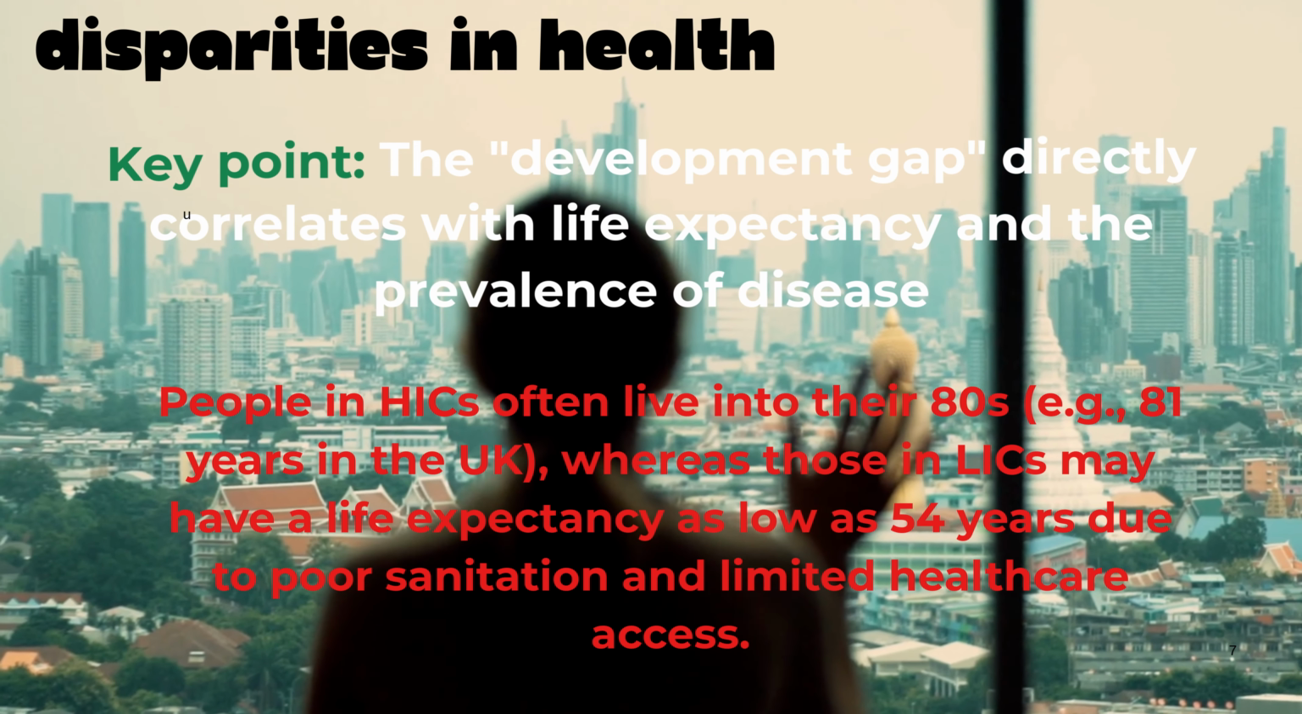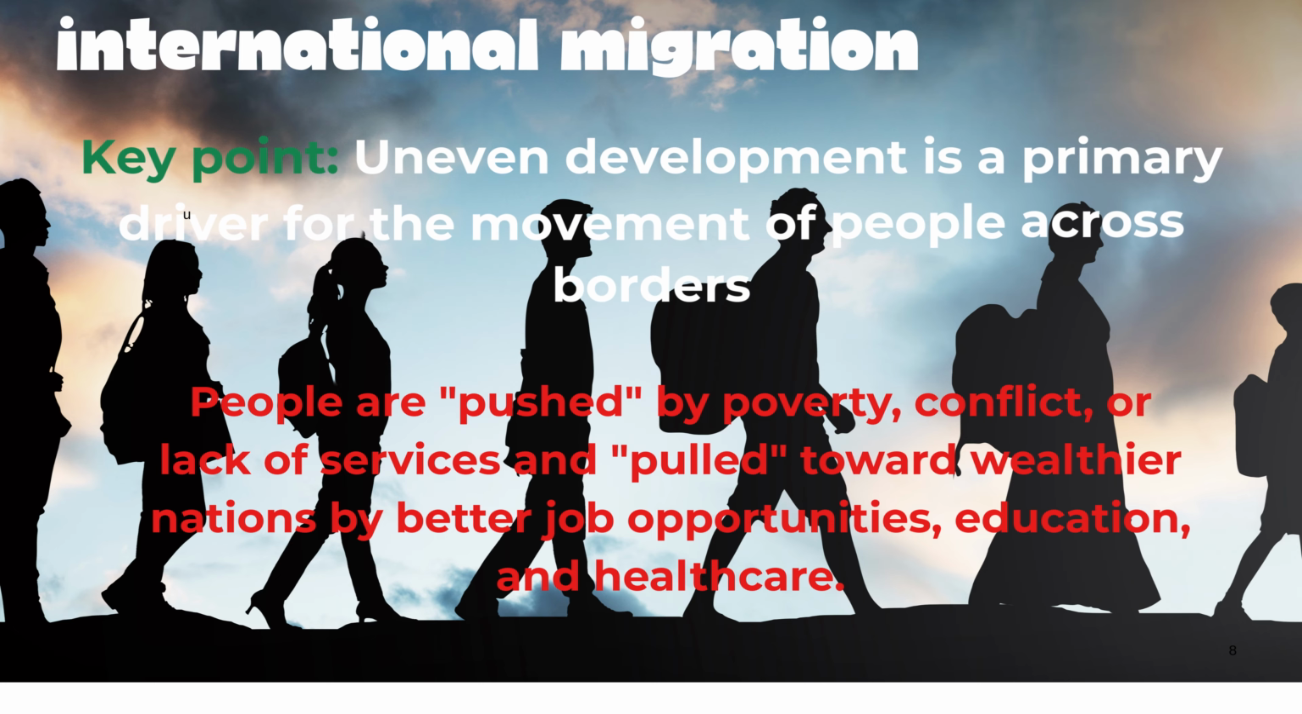Our final one then is international migration. And this is, again, an obvious consequence of uneven development. It's one of the key drivers of the movement of people across borders. And this really comes down to that push-pull model that you will have learnt about in school. People are pushed by poverty and by conflict and lack of services and pulled to HICs by the draw, by the incentive of higher wages and by wealth and job opportunities, education and healthcare.